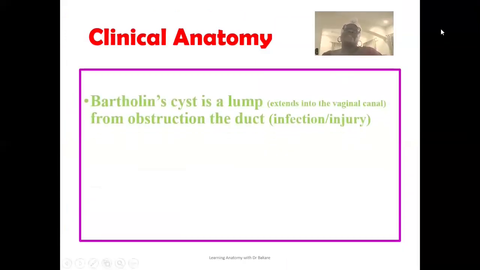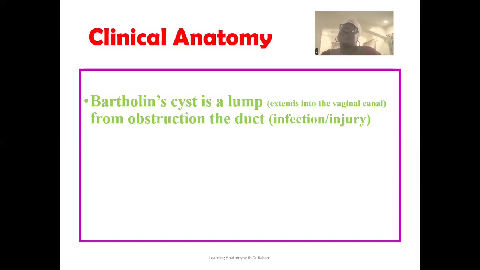So let's look at the Bartholin cyst. This is like a lump which extends into the vaginal canal, and this occurs as a result of obstruction of the Bartholin's duct. This can arise from infection or injury. Remember when we described the Bartholin's gland or the greater vestibular gland, we say that these glands have ducts through which the secretion is released into the lumen of the vaginal canal. So when you have obstruction of this duct, this can lead to the swelling of this gland. And you see this swelling extending into the lumen of the vaginal canal.